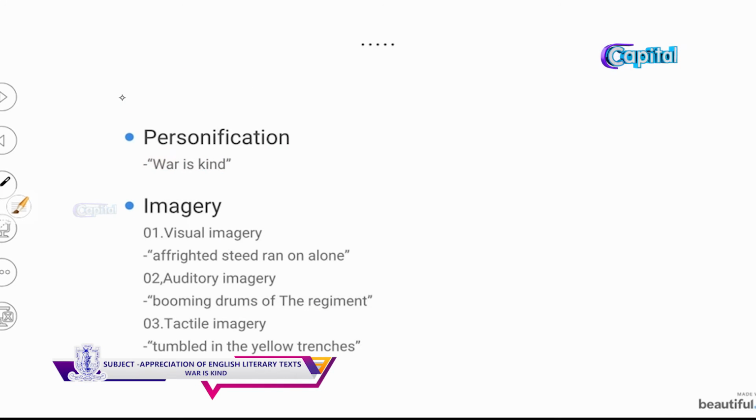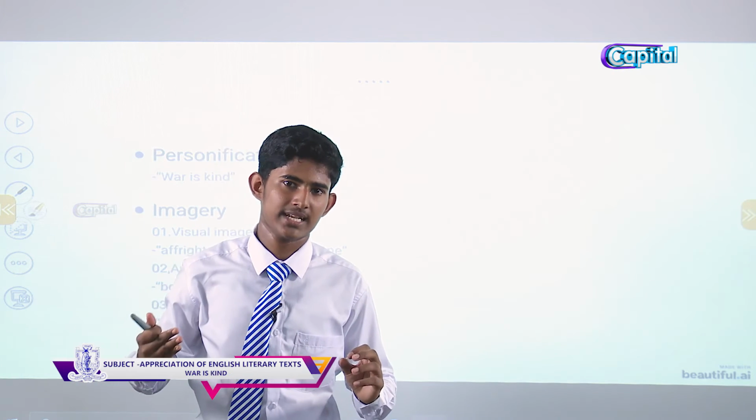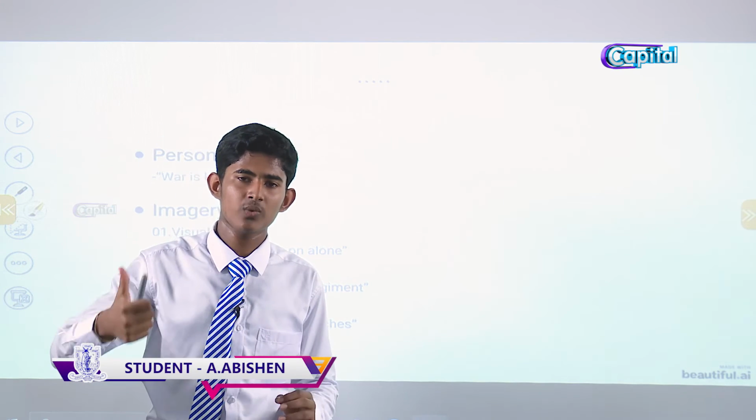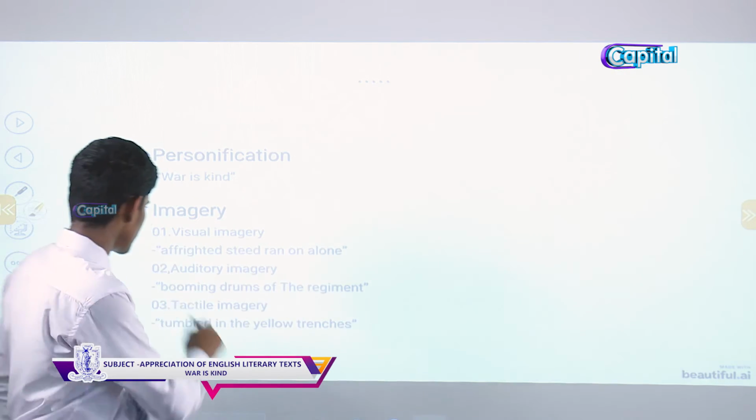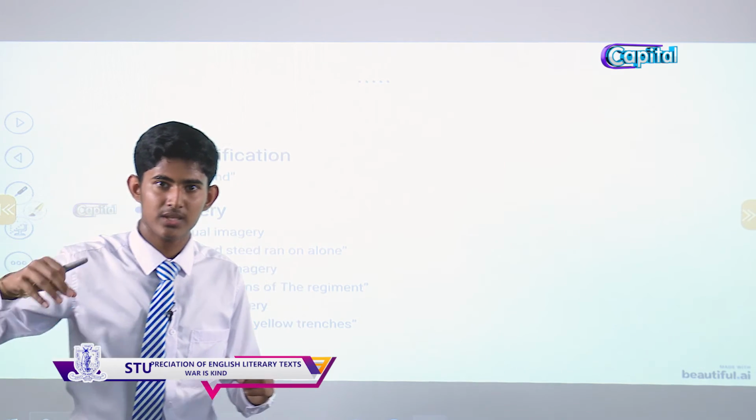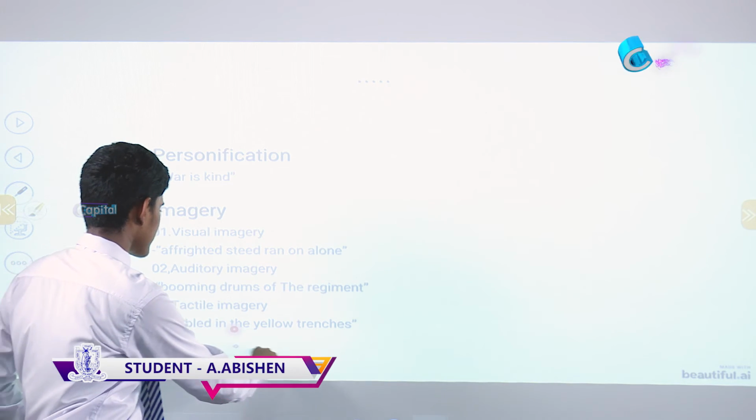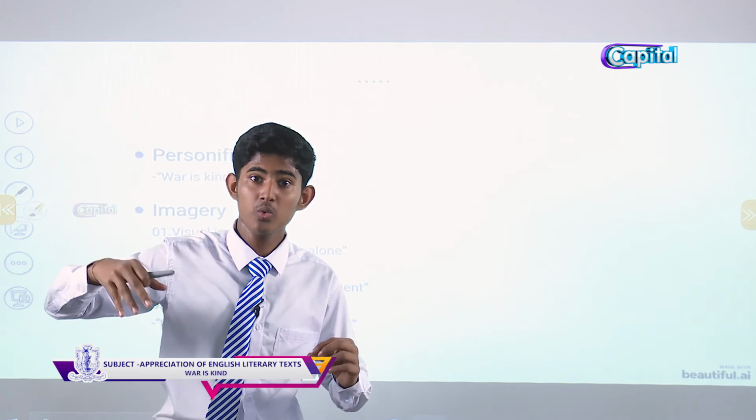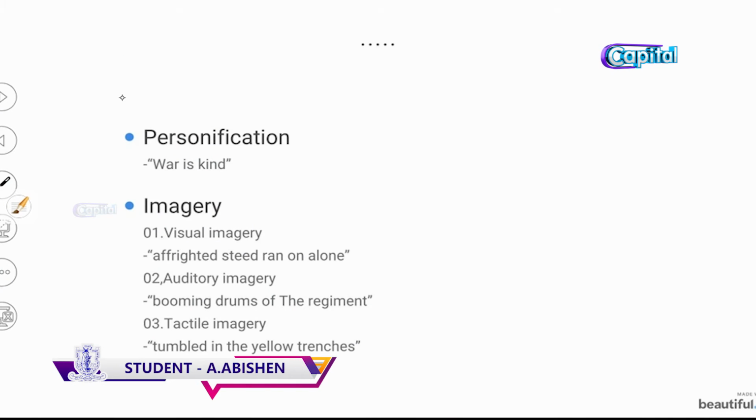War is kind. And imagery, these imageries are especially used in the second and fourth stanzas mainly, and we can divide these into three types as visual, auditory and tactile. Along with it, the color imagery is also included. The visual imagery is in order to make a visual sense, the auditory imagery is in order to make an auditory sense, then the tactile imagery, tumble in the yellow trenches, to make the sensation, to make how the characters feel from the point of view of the readers.